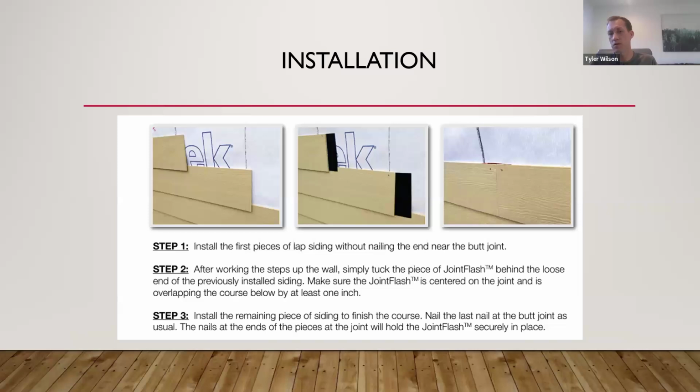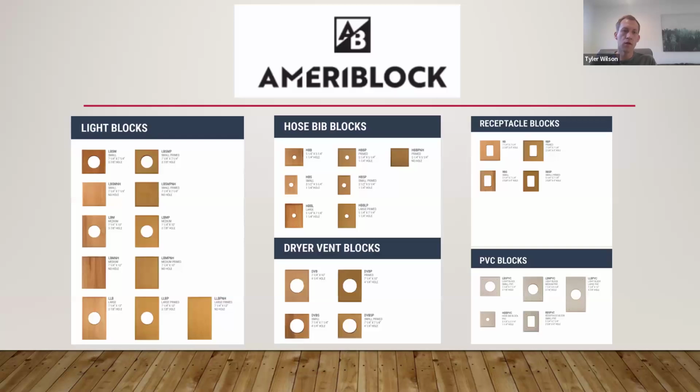In that third picture, you can see there's a nail on each one of those pieces of siding. If both those nails are not put in there, that's an installation error, and that piece can slide out. But if those nails are put in there, which they're going to be anyway, because that's per the installation of the siding, they will hold that piece of joint flash in there long term. So super easy and efficient installation that makes the job easier for the installers.